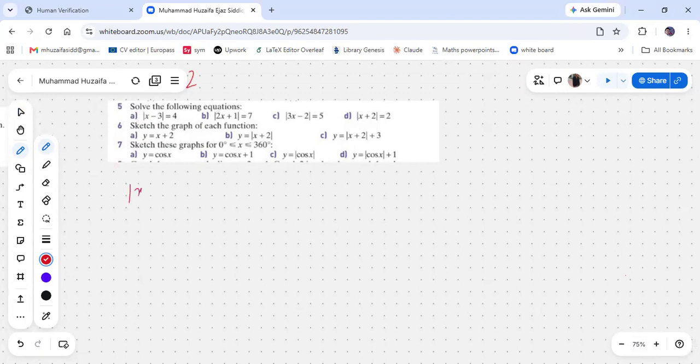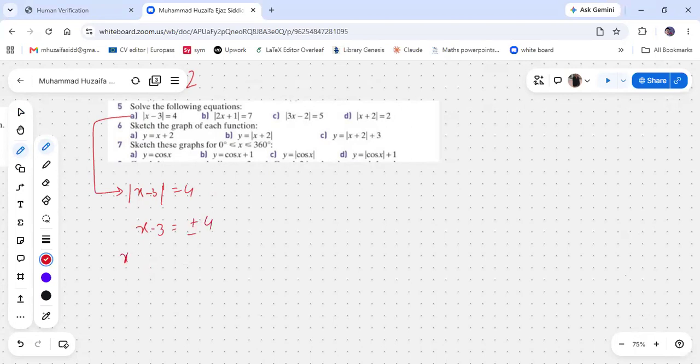Here we have |x - 3| = 4. I'm doing this problem. So x minus 3 is in mod, and as I told you in previous sessions, when we reduce the mod, it will give us two values, one positive and one negative. So it gives x - 3 = ±4.